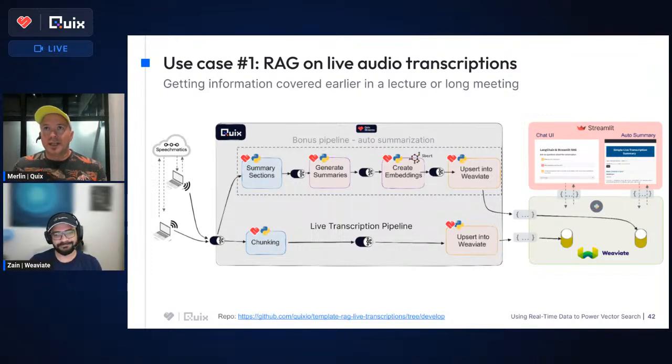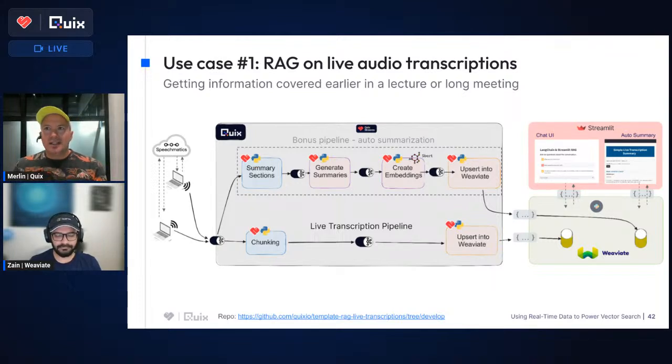So what I'm doing here is I am transcribing what I'm saying as I speak using Speechmatics and sending it into a chunking process. It's getting live transcribed, and then we're inserting into Weaviate so we can ask questions about stuff I've just said. And as a bonus pipeline, we also have a parallel pipeline that is summarizing what I've been saying and creating embeddings and also inserting that into Weaviate. But in this case, we're just using Weaviate as a kind of normal database.